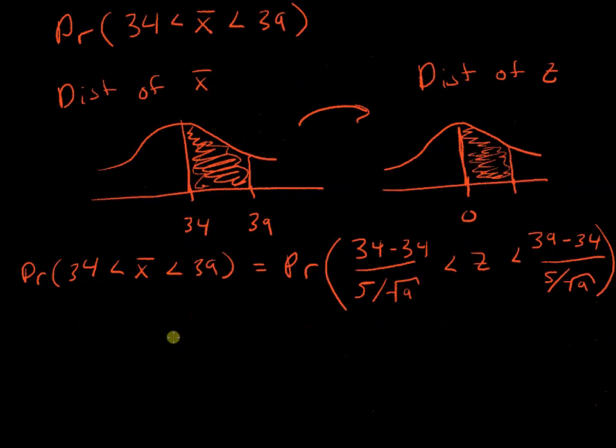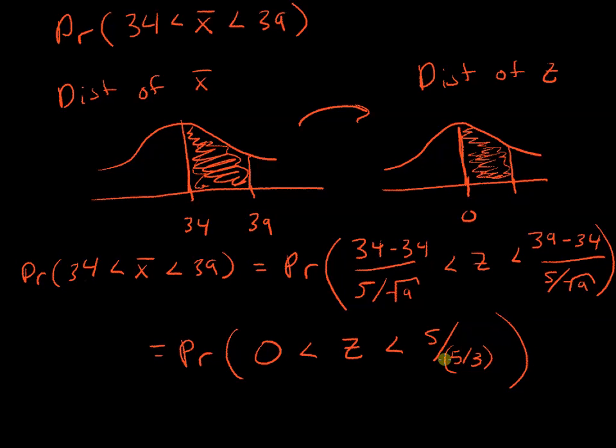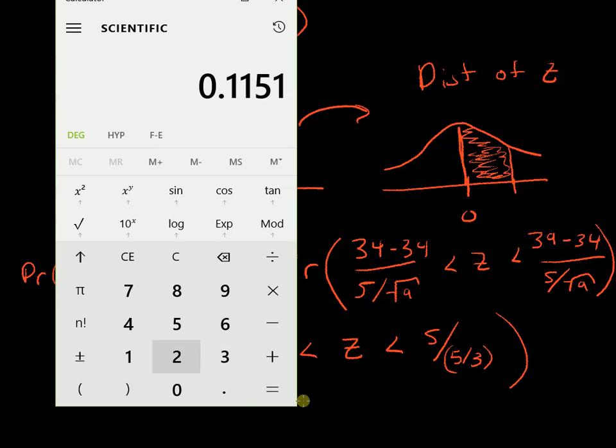Let's simplify this and calculate some of these things. This is 0, because 34 minus 34 is 0, and z is still in the center. Then this is going to be 5 divided by 3. Be careful when you put this in your calculator: this 5 over the square root of 9, you need to calculate that first. 5 divided by 3 is 1.666. You should round this to at least 3 decimal places, so I'll round it to 1.667.